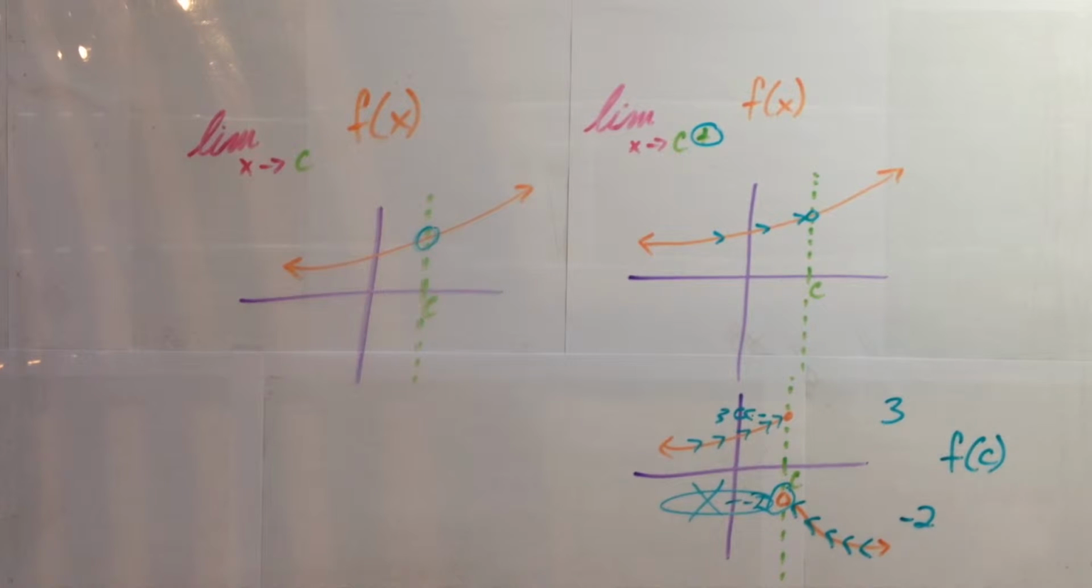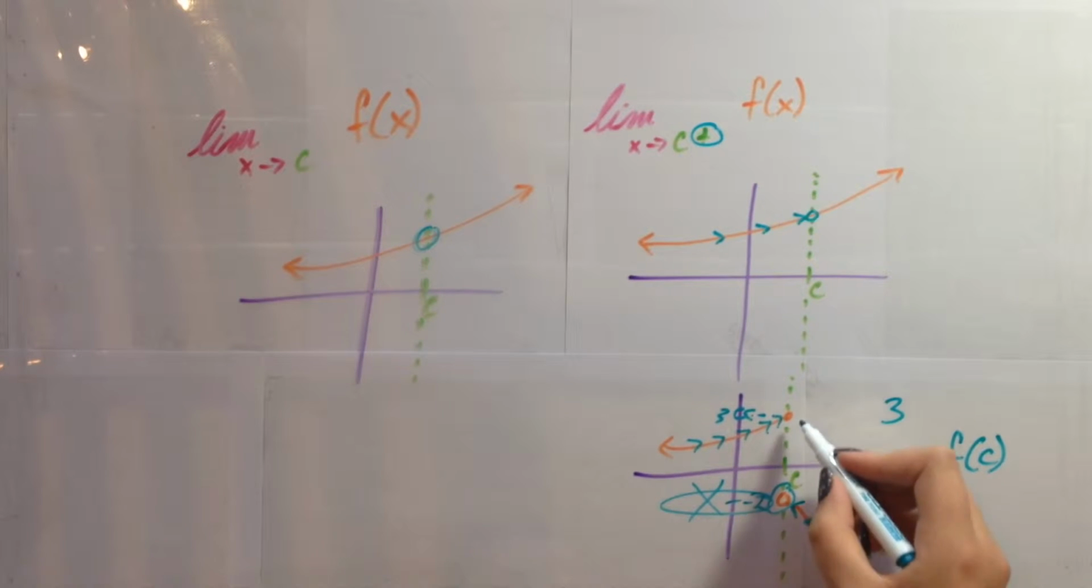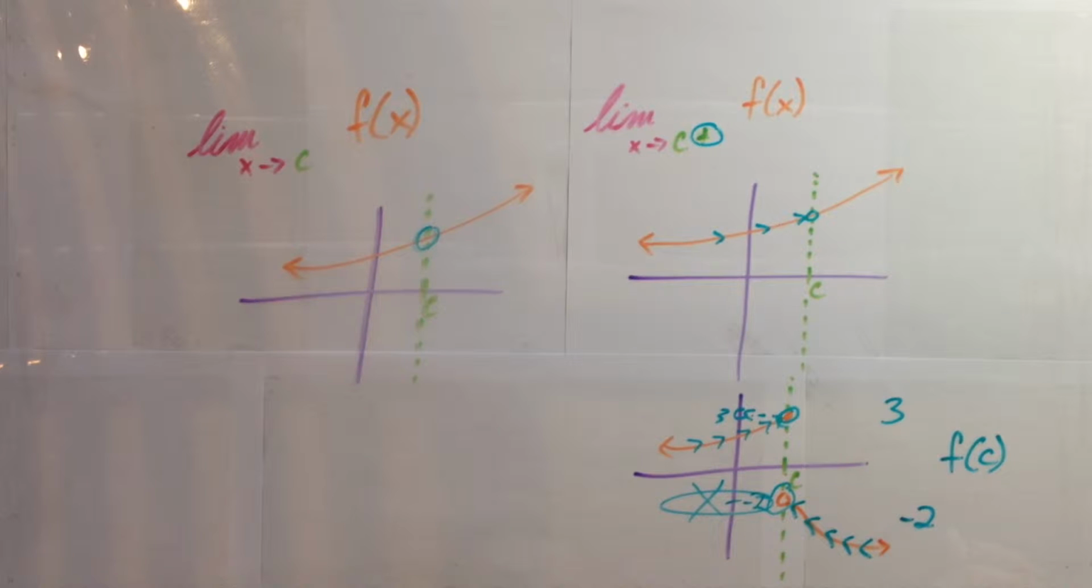What about f of c? That would mean wherever the actual value of c is, what is our numeric value? So whatever point it is. Here it happens to be 3.